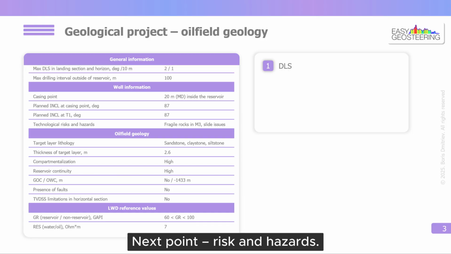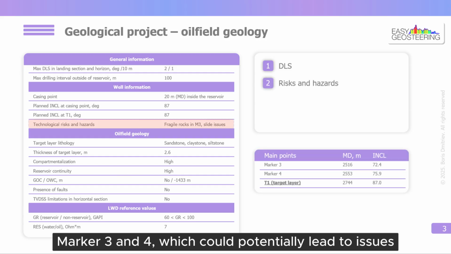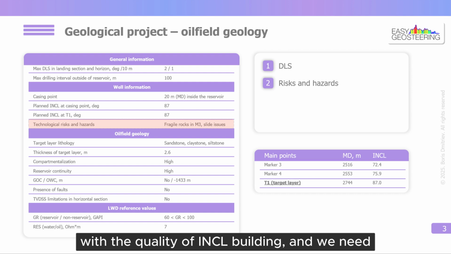Next point, risk and hazards. In this example, we can see fragile rocks between marker 3 and 4, which could potentially lead to issues with the quality of inclination building, and we need to keep it in mind during the landing section.